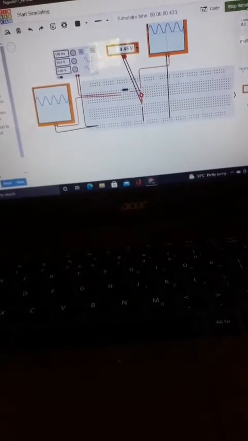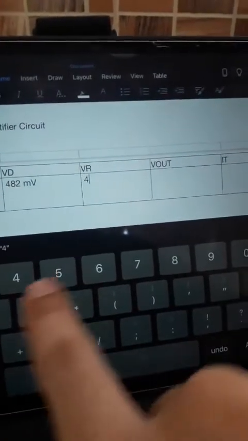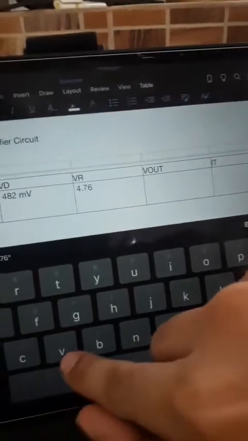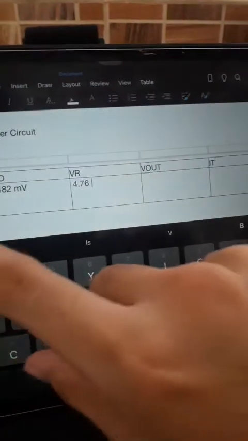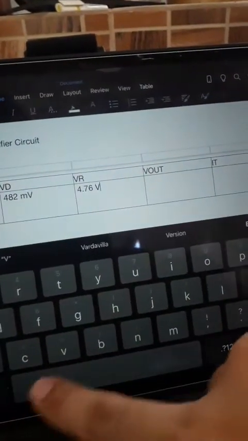We're going to go for the highest number. Let's just go for the highest number, 476. All right, 476 will be our VR, 4.76 volts. Now we're going to get our applied voltage.